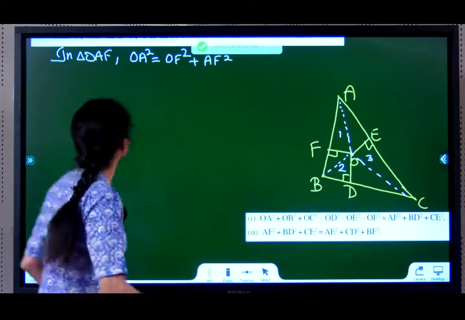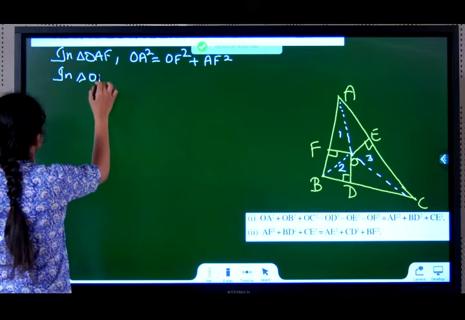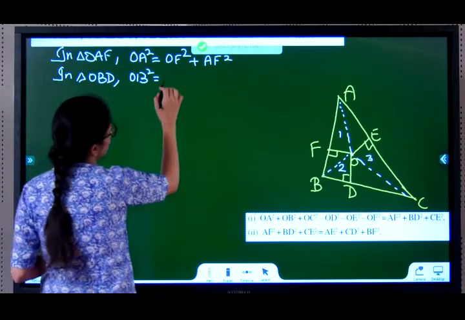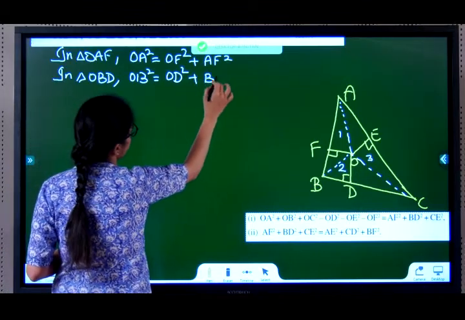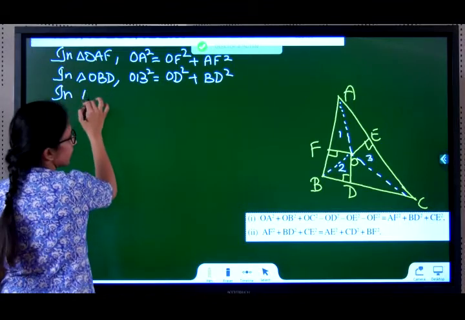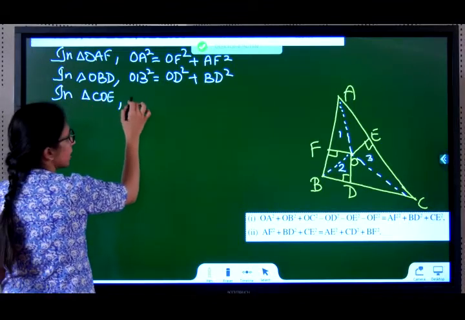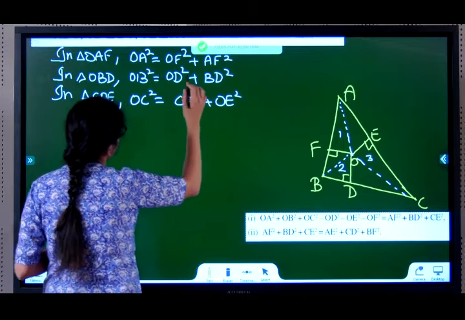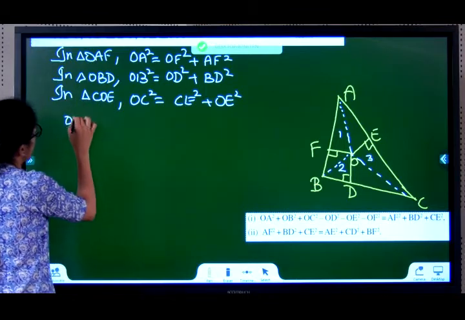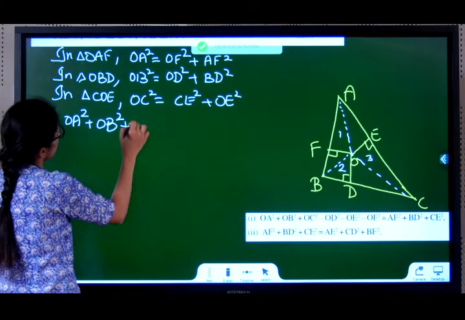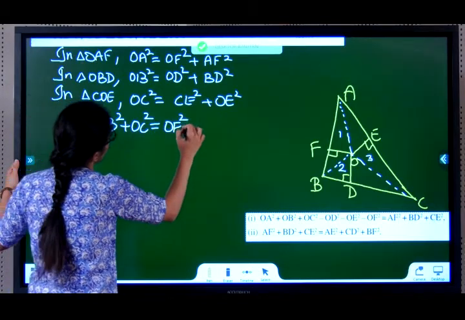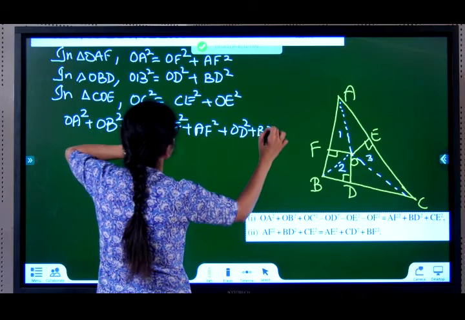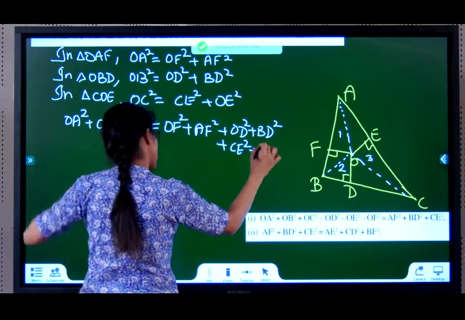Next triangle, OBD. In triangle OBD, OB square is equal to OD square plus BD square. Next, third triangle, in triangle COE, OC square is equal to CE square plus OE square. Adding 1, 2, 3. OA square plus OB square plus OC square is equal to OF square plus AF square plus OD square plus BD square plus CE square plus OE square.